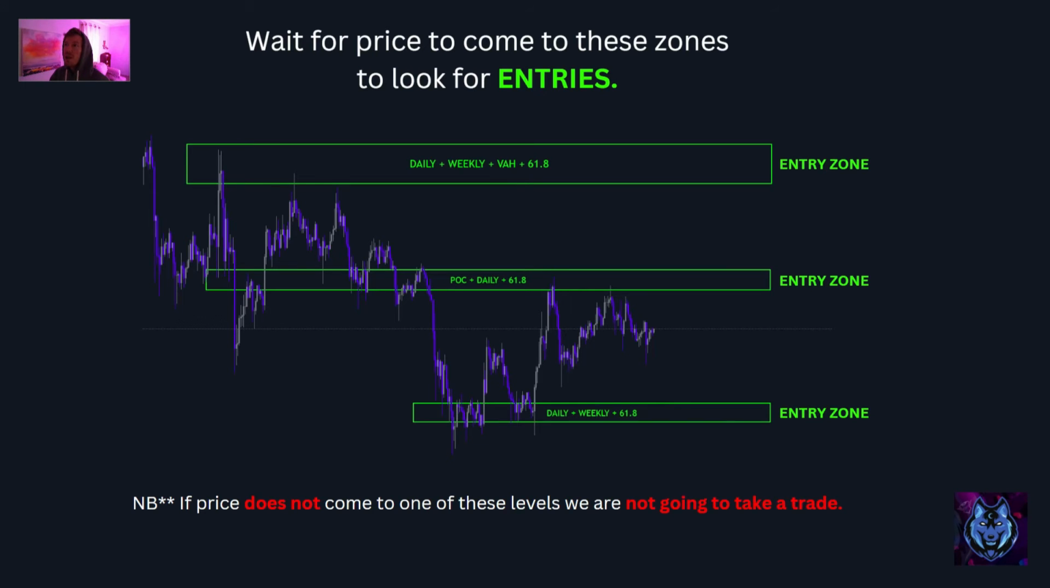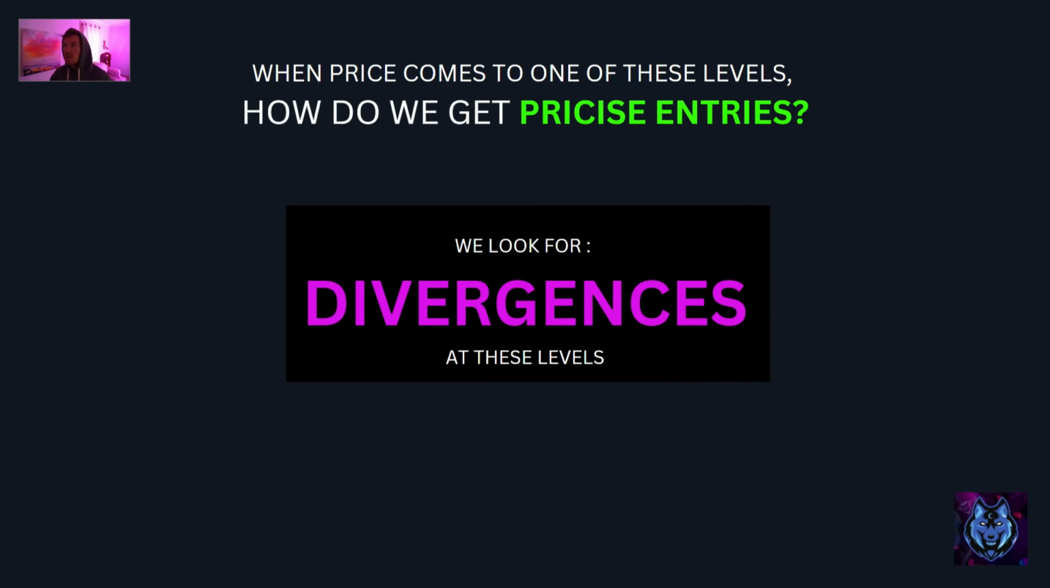Then we wait for price to come to these zones to look for entries. As you can see, I erased all the lines. So now we're just left with these entry zones. But note, if price does not come into one of these levels, we're not going to take a trade. When price comes to one of these levels, how do we get a precise entry?